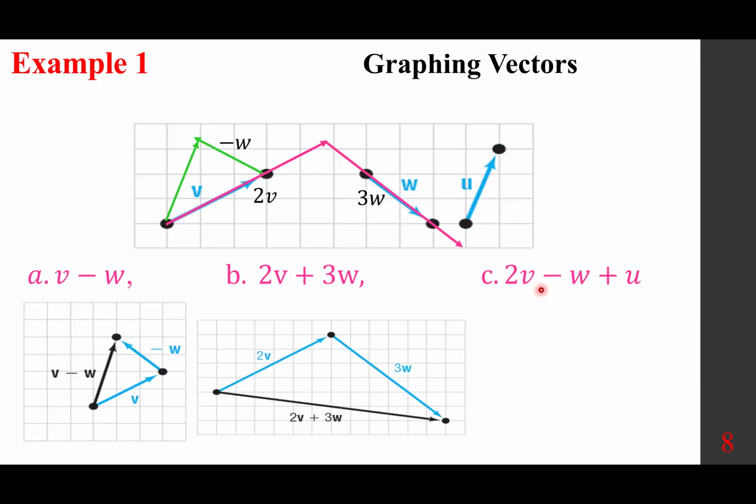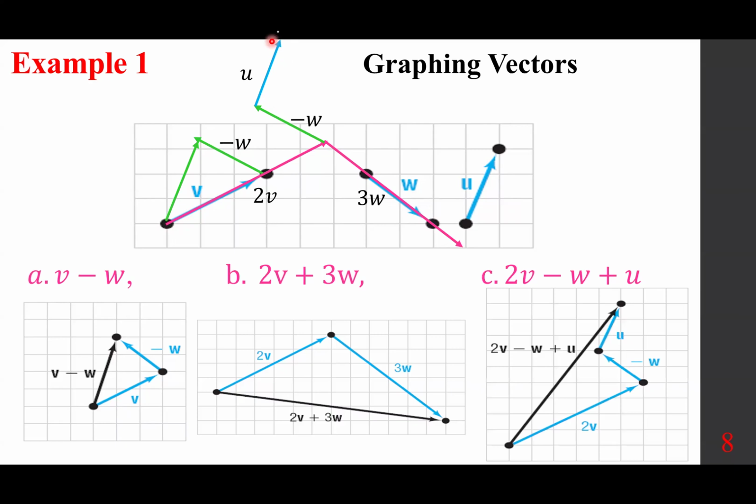2v, we have it. Minus w, we have it. And then plus u. So we are going to say this is 2v. This is minus w, right? The same as this one, as long as it's parallel, it's the same thing. Now u, put it here. So this is minus w, just the same as this one. This is u, just the same as this one. So notice this, this. So we combine them into the following.